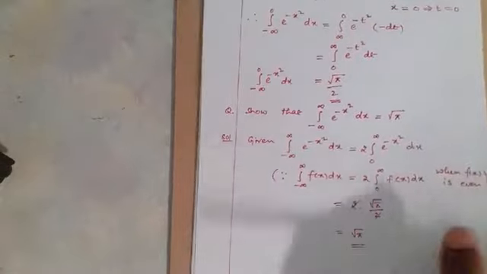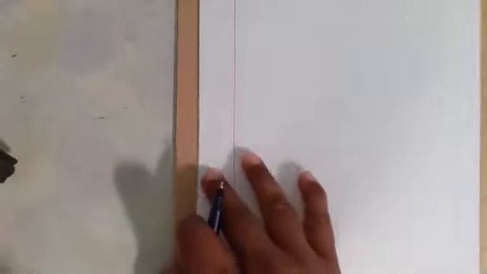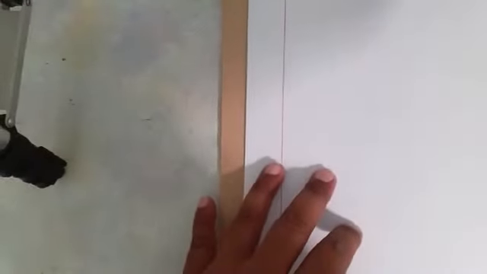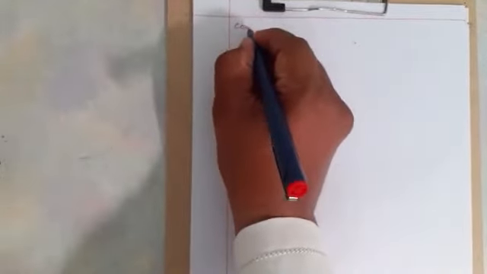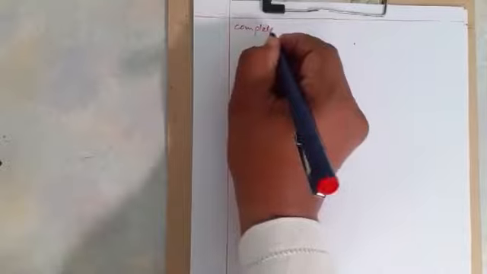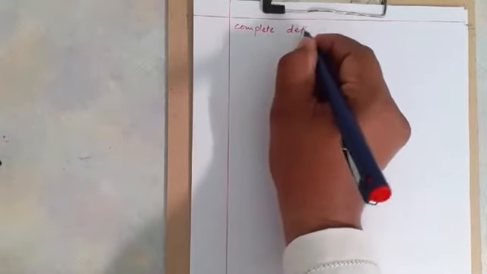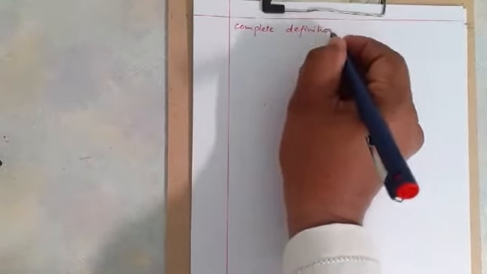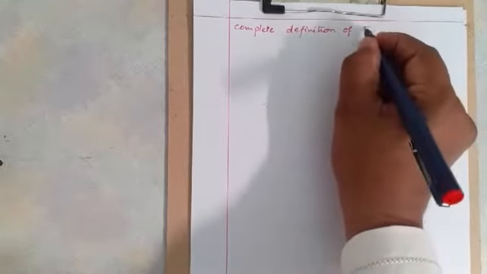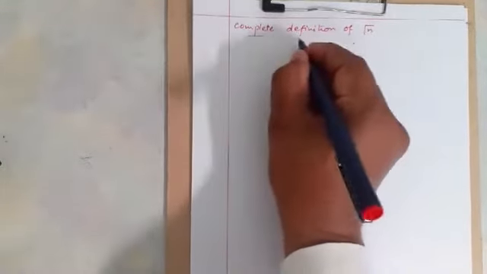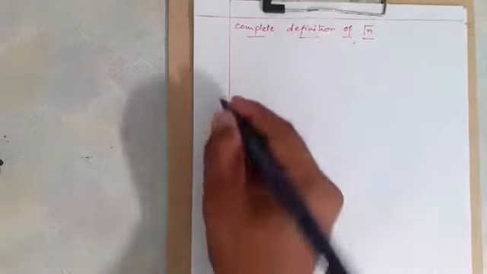Now we write here, once we write the complete definition of beta, complete definition of gamma, and then we'll go for problems based on beta and gamma. Now let us write the complete definition of gamma n.